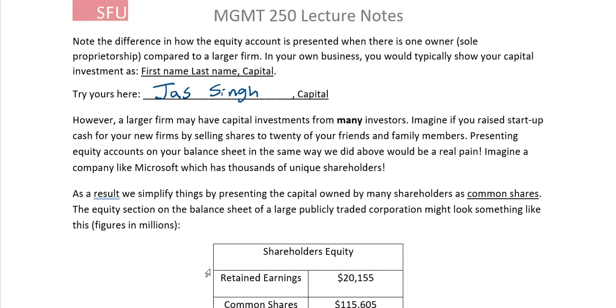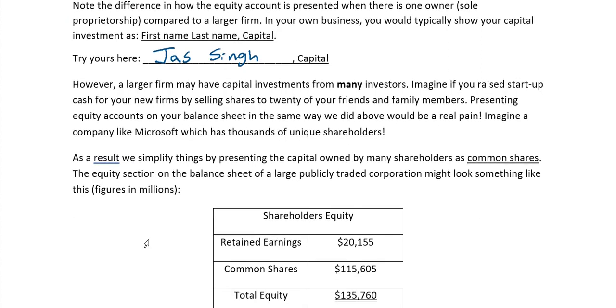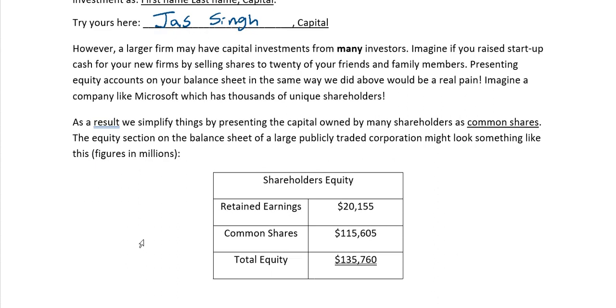However, a larger firm may have capital investments from many investors. Imagine if you raise startup cash for your new firm by selling shares to 20 of your friends and family members. Presenting equity accounts on your balance sheet in the same way we did above will be a real pain. Imagine a company like Microsoft, which has thousands of unique shareholders. As a result, we simplify things by presenting capital owned by many shareholders as simply common shares. The equity section on the balance sheet of a large publicly traded corporation might look something like this.